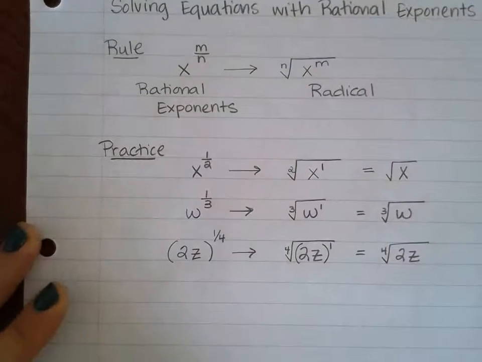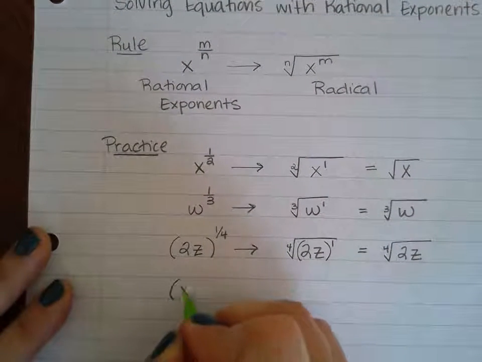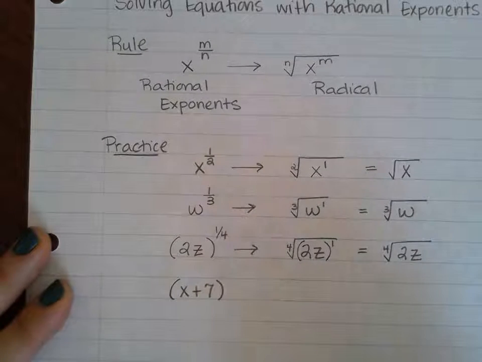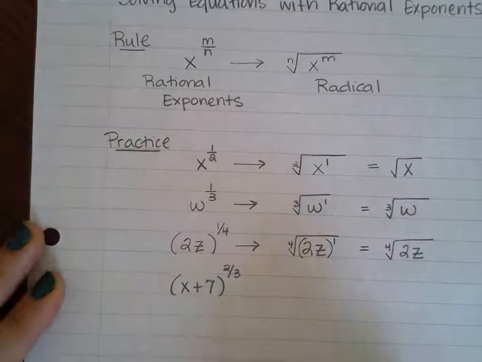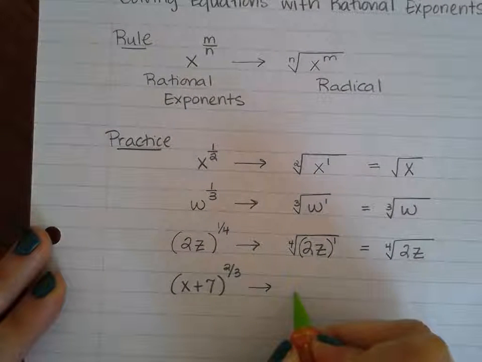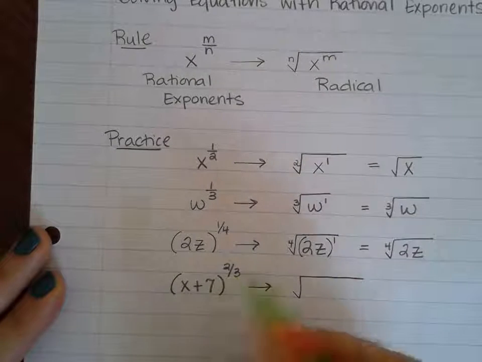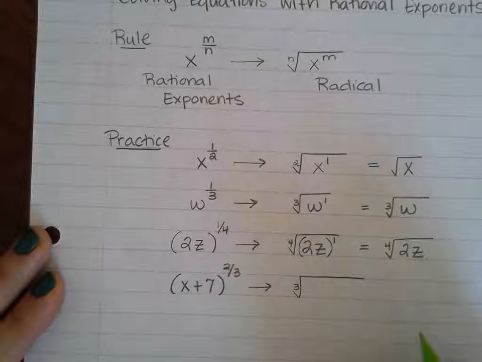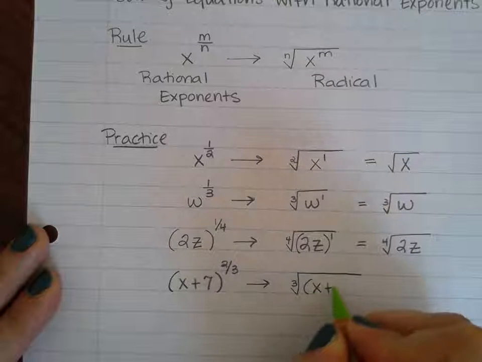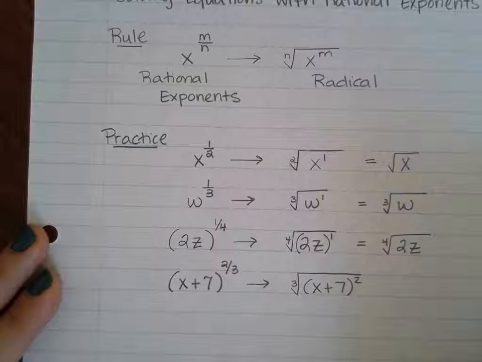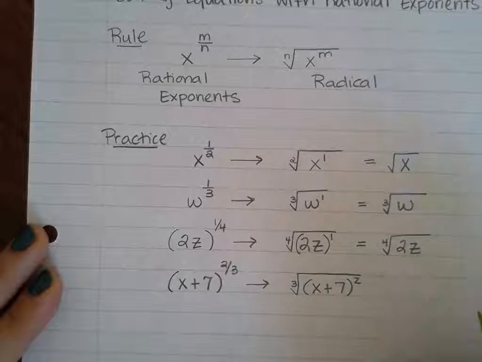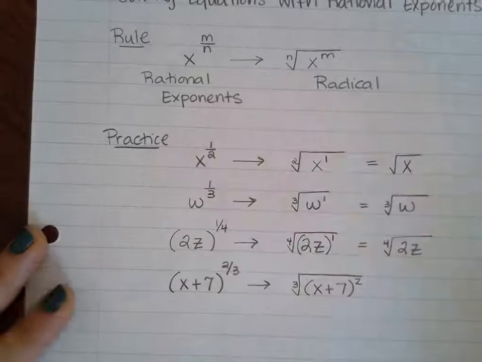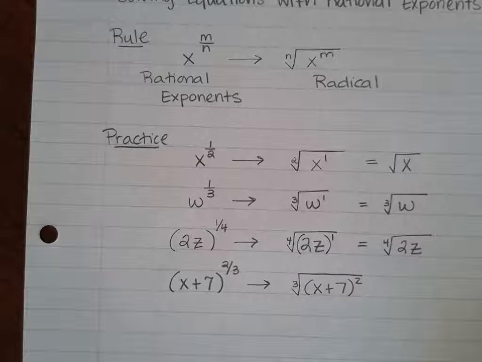And then let's do one more. Let's say we have x plus 7 raised to the 2/3 power. So this one's a little bit trickier. You're going to make the radical. The 3 goes in the check mark. Put the parentheses around the x plus 7 and raise it to the 2nd power. So that is going to stay the same. There isn't really anything that'll simplify like the other ones. That is simplified for that one. So let's actually practice this with some equations.